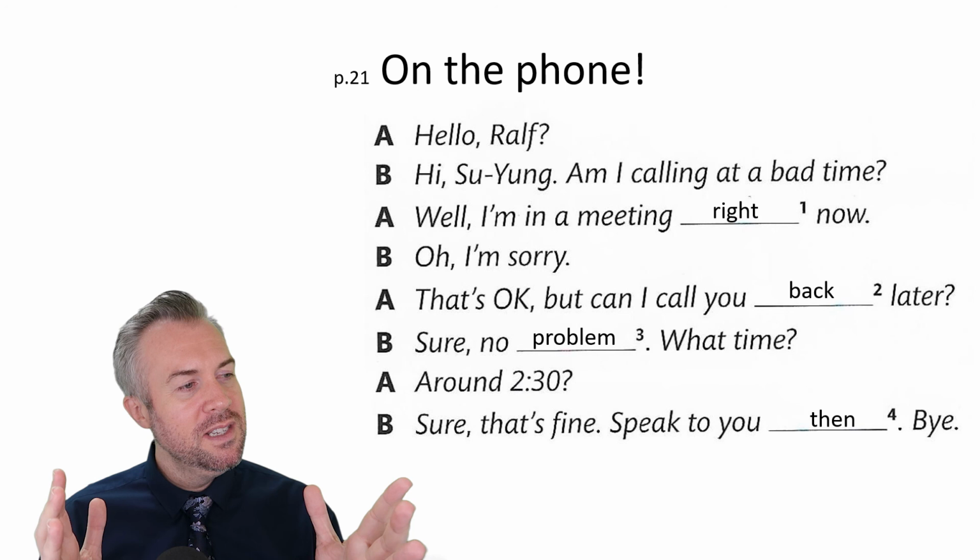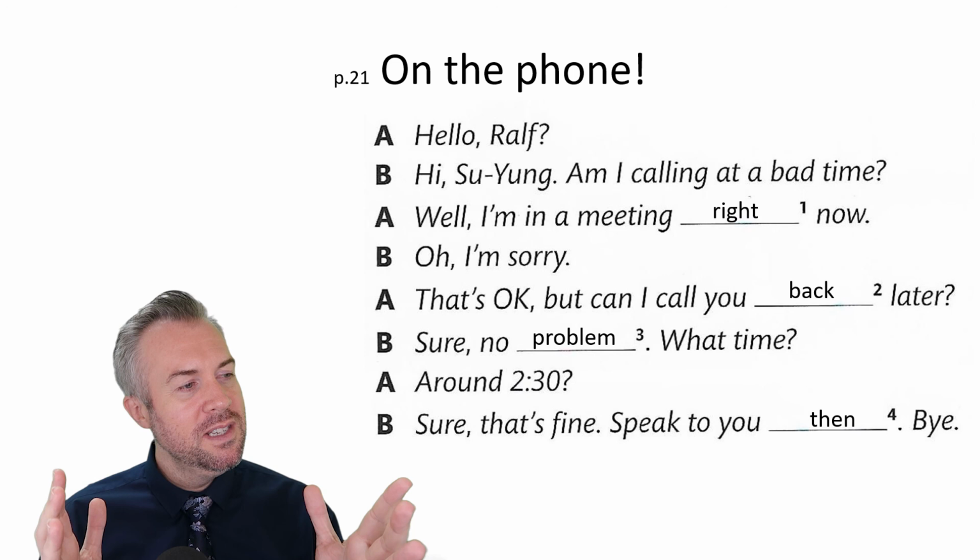And the second thing you can change is the time. So when is good to call back? Around 2:30 in the afternoon? Around 4 o'clock? Around 10 a.m.? It depends what time it is now and what time is good to talk later. Very good. So that is the on the phone conversation.